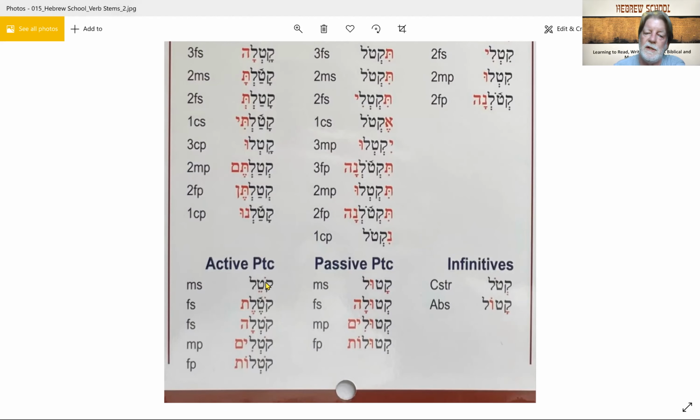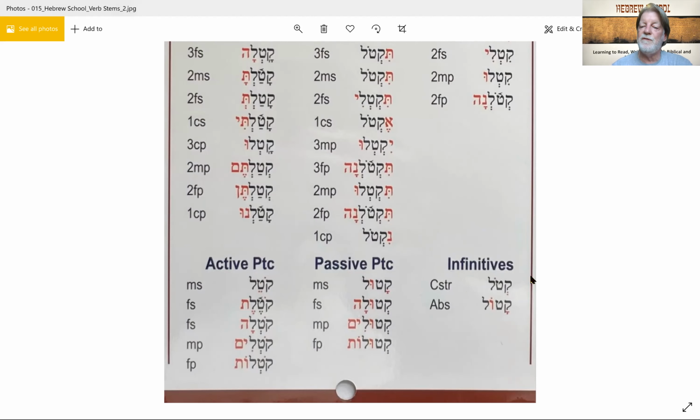So if you see a holam segol, that would be pronounced kotel, and the same vowels with any arrangement of three-letter root words. The O-A sound is a hint that it's a participle. There will be participles with other sounds too, but if you see O-A, it's kind of a dead giveaway.